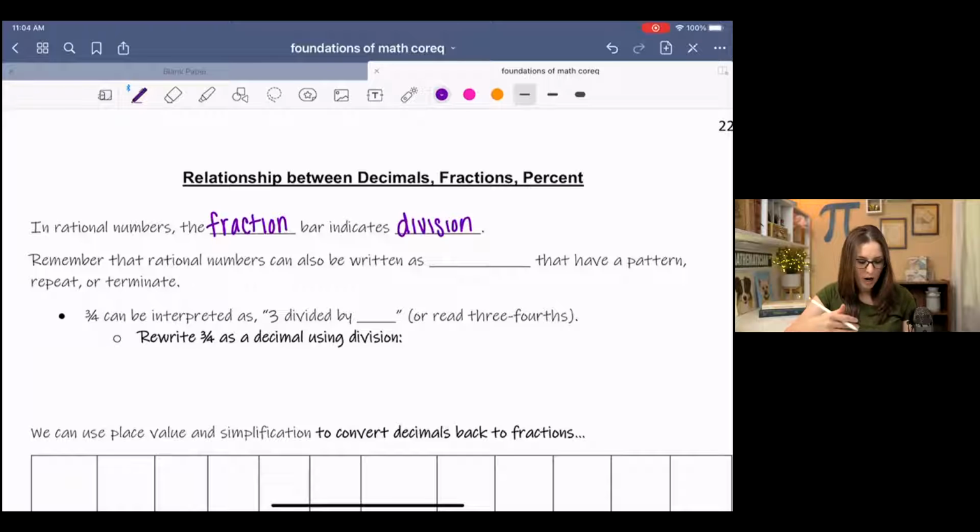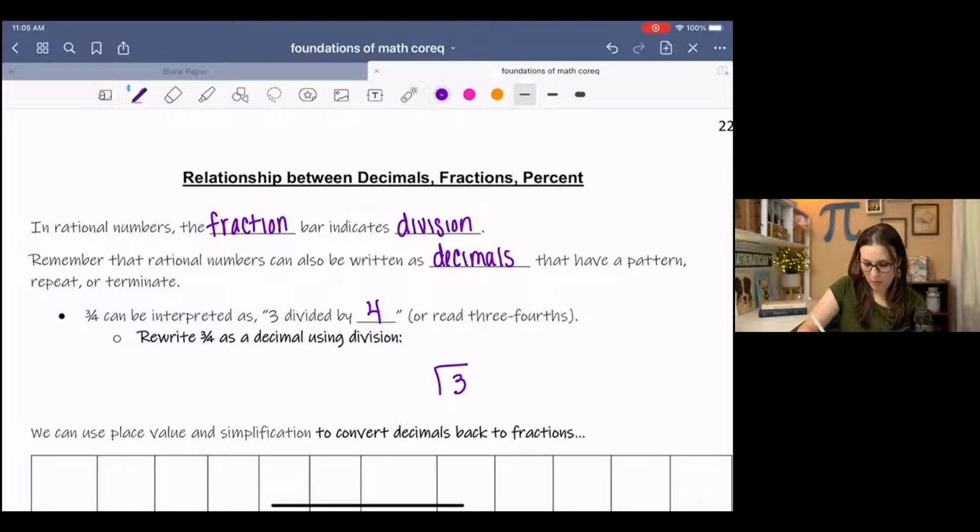And remember that rational numbers can also be written as decimals that have a pattern, repeat, or terminate. So they're nice, neat, clean decimals. 3/4 can be interpreted as 3 divided by 4, or read as 3/4, like I said it. And we can rewrite this as a decimal by simply dividing. This can be done in your calculator, obviously, but we're going to learn to do it by hand.